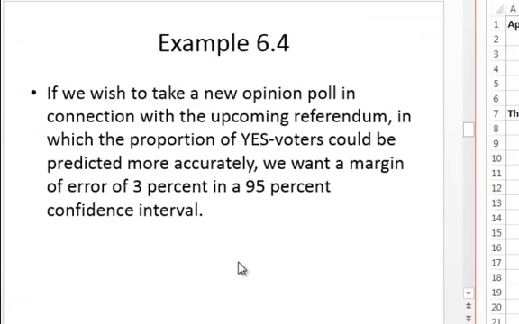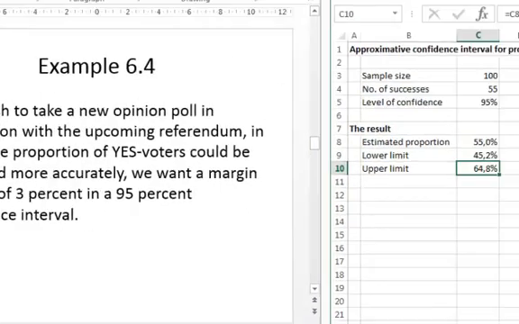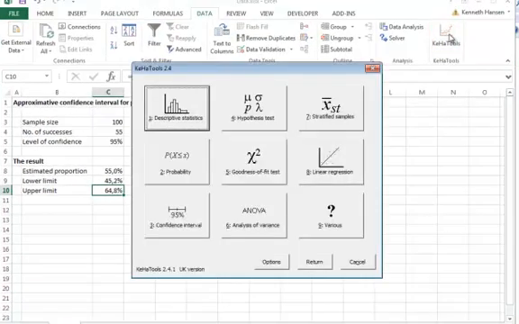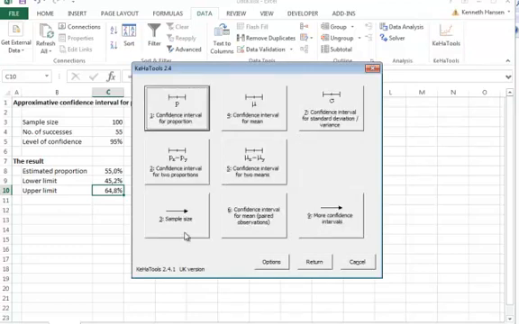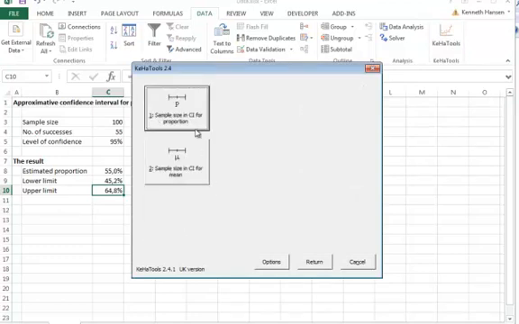In the next example, we want to make a new opinion poll, but we want a margin of error that is much smaller than these 9-10%. We want a margin of error of only 3%. How large a sample do we need for that? We use KeHaTools and select the button sample size for a proportion.